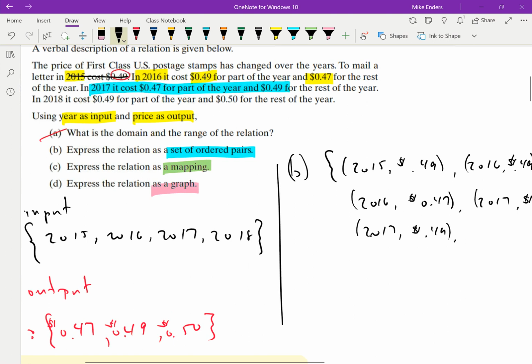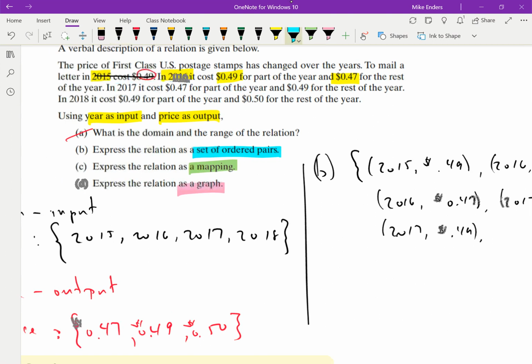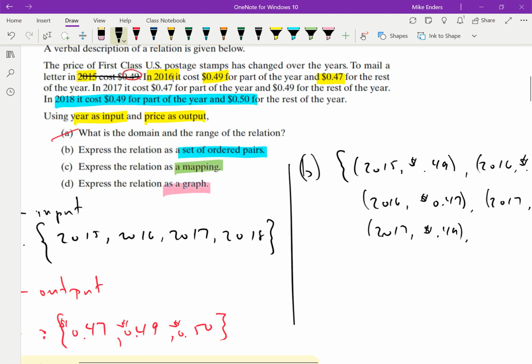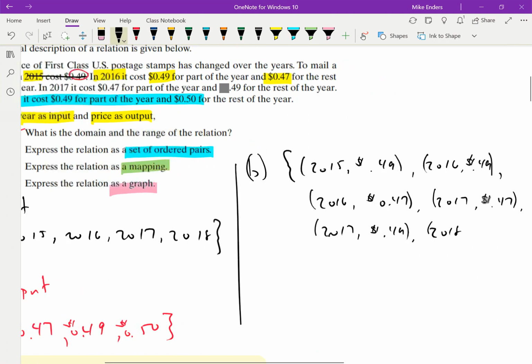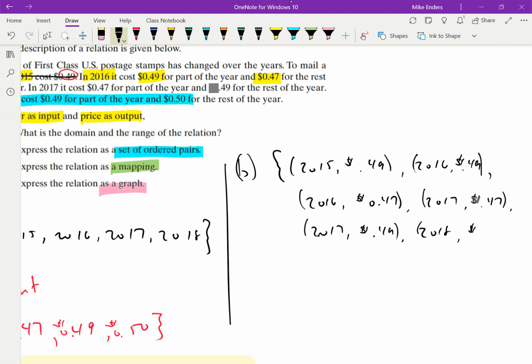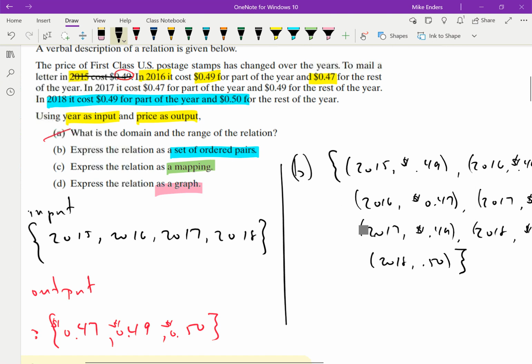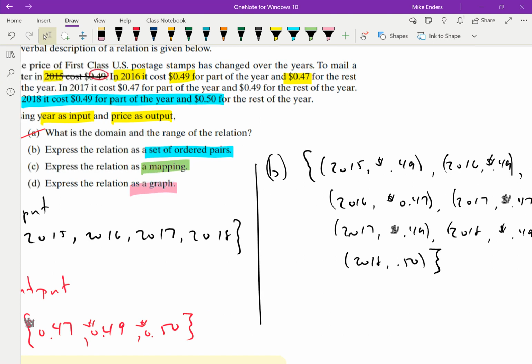And let's see, then in 2018, we had 49 cents for part of the year and 50 cents for the rest of the year. So let's see, 2018, move this over here at 49 cents. And also in 2018, we had 50 cents. And since that's the last set of ordered pairs, I'm going to close that off with a set of parentheses.